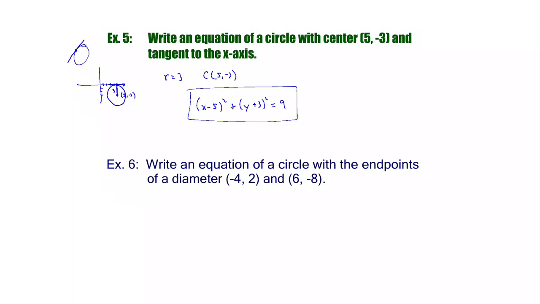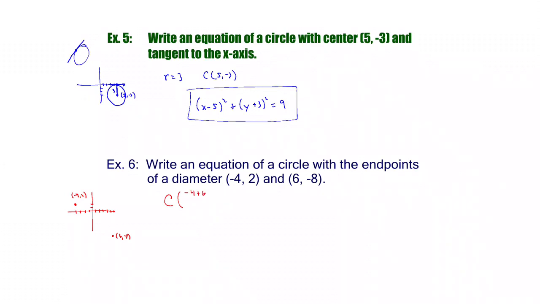On example 6, write an equation of a circle with endpoints of a diameter (-4, 2) and (6, -8). So they're telling you that these are the endpoints of the diameter. So (-4, 2), once again just kind of getting a visual here, and (6, -8), somewhere down here. Well, we don't have the center and we don't have the radius, but we can find the center because it's the midpoint of the 2 points. So the midpoint is the average of the 2. That's kind of the way I think about it.